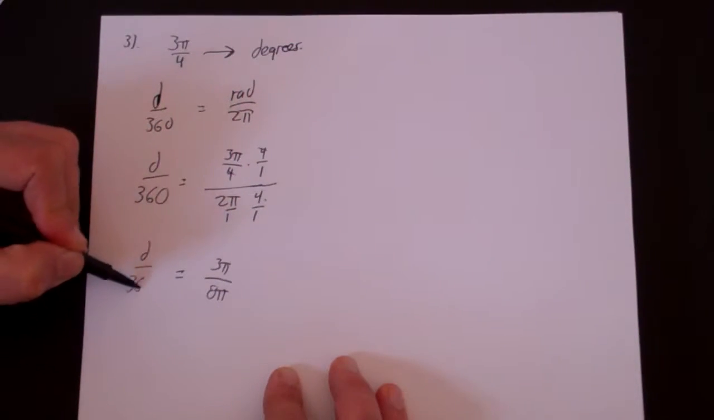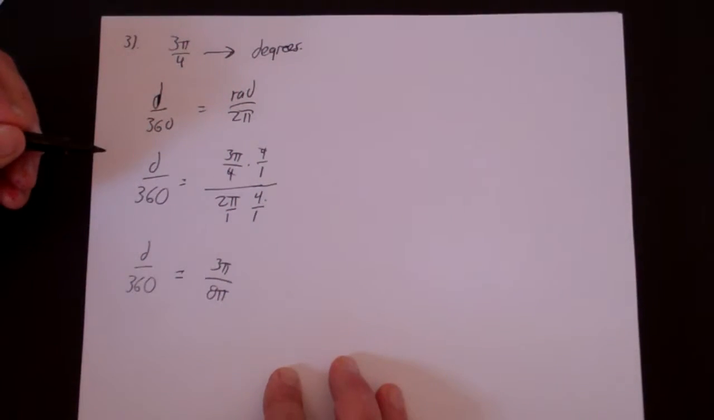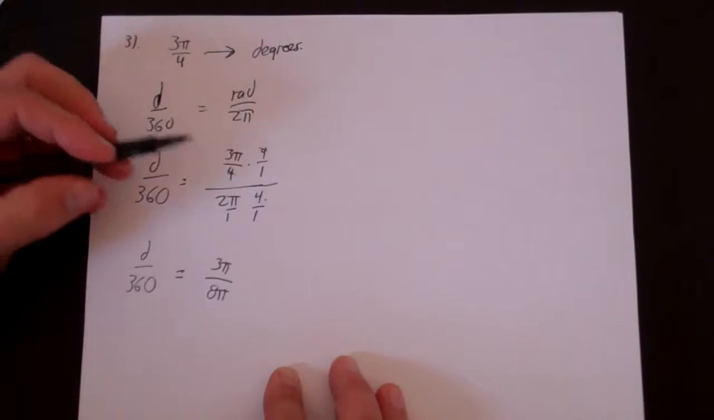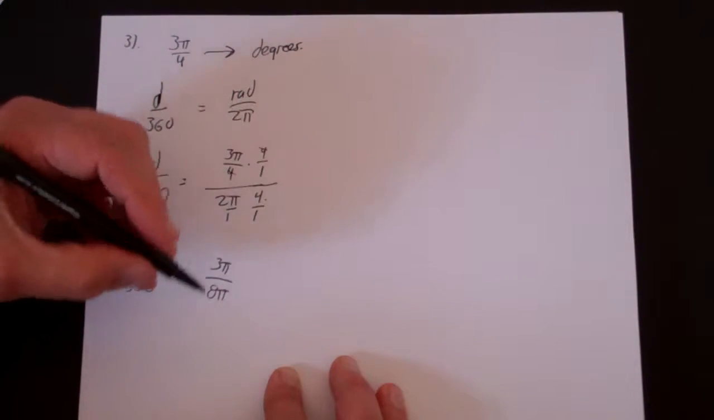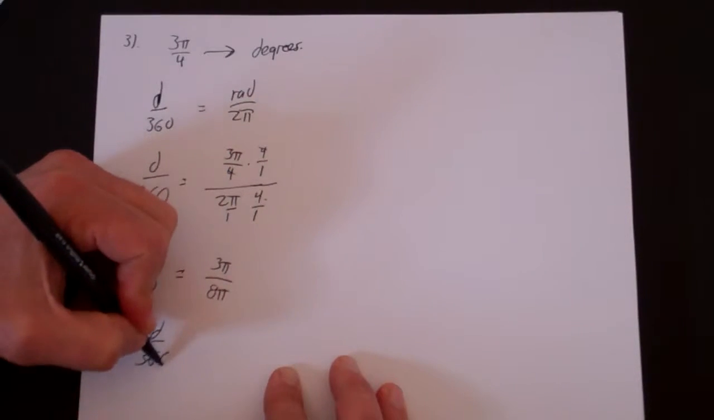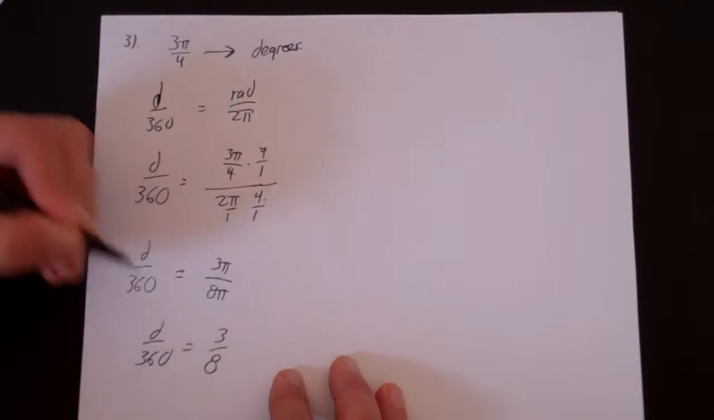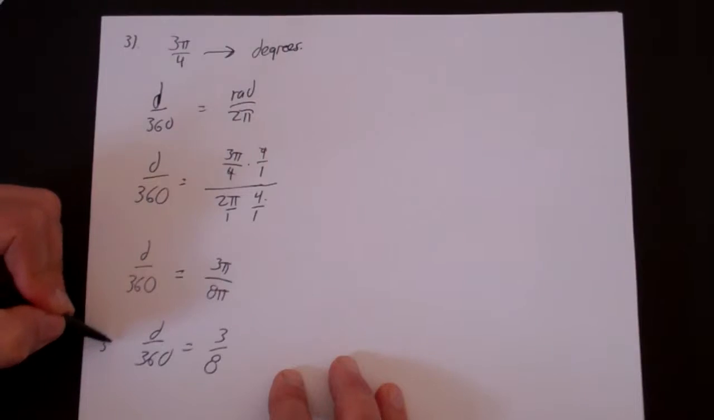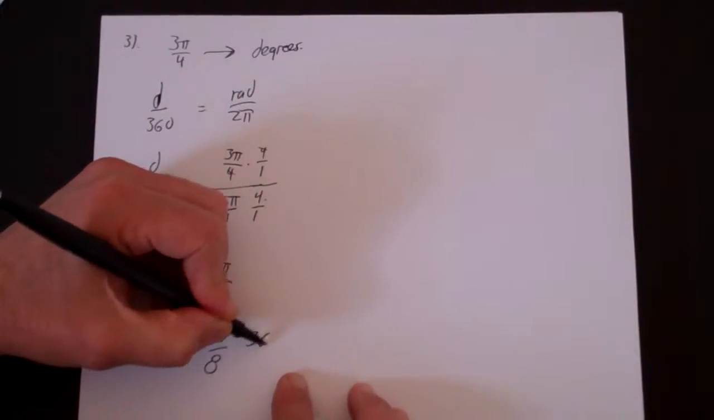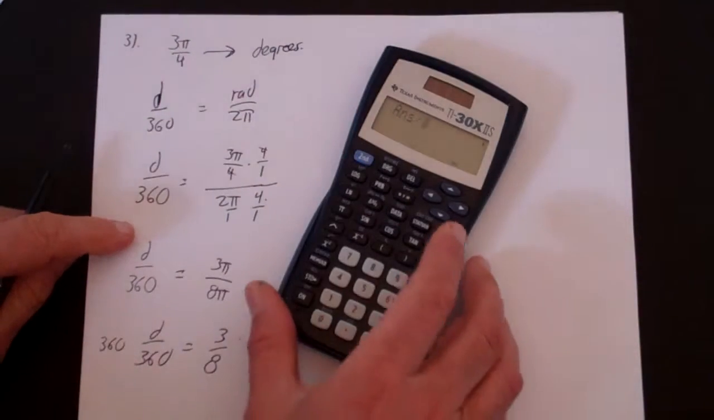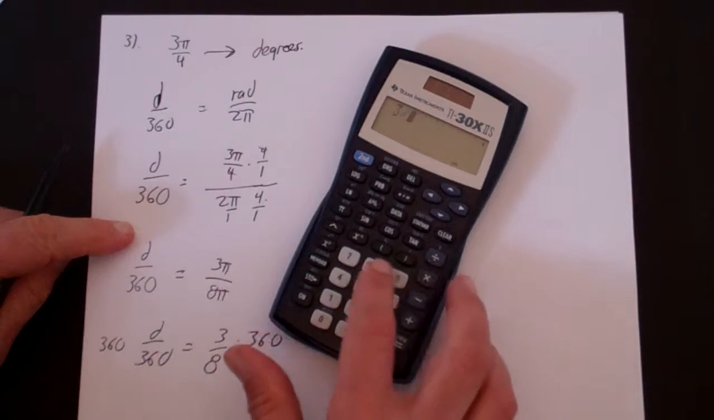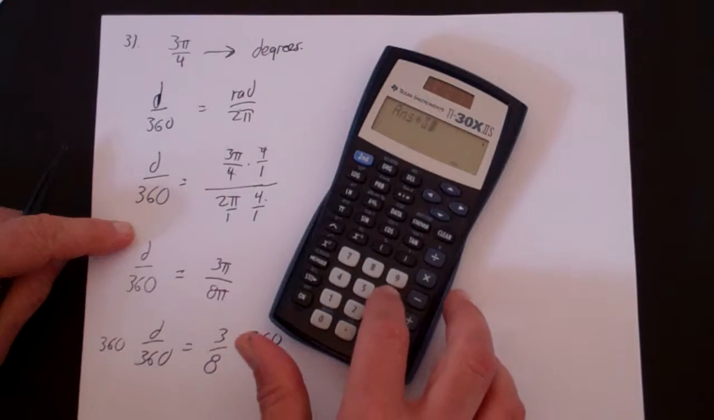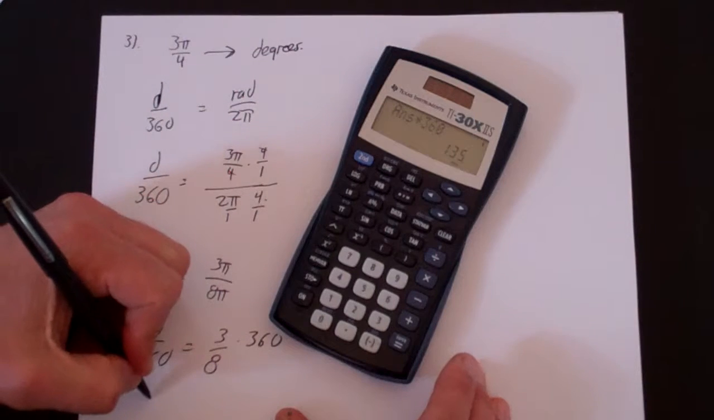D over 360. Then the pi's cancel, and I get D over 360 is equal to 3 over 8. Now I'll just multiply both sides by 360, and I'm going to do that on my calculator. 3 divided by 8 times 360, I get 135 degrees.